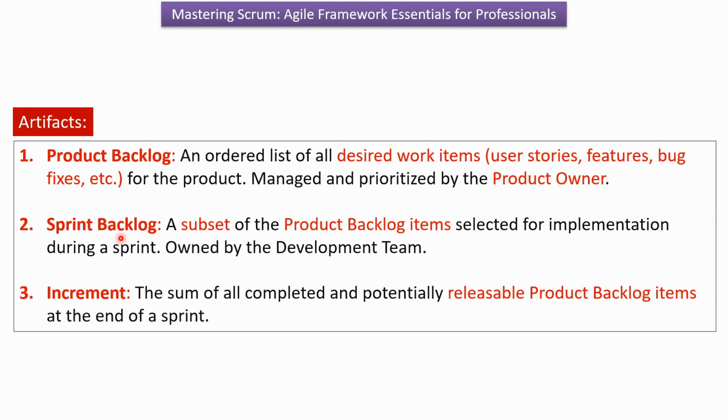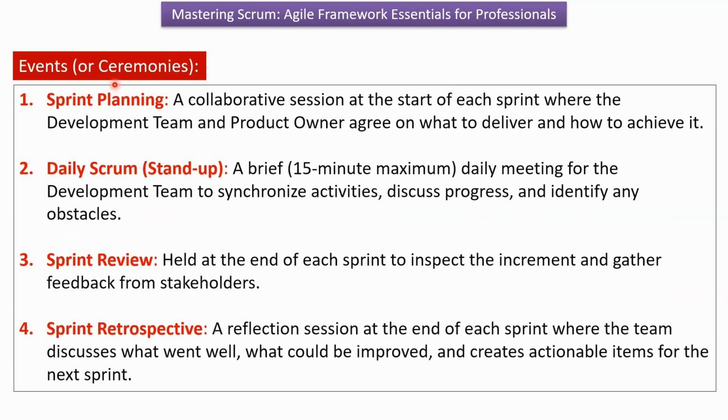The second one is sprint backlog. Sprint backlog is a subset of product backlog items which are selected for implementation during a sprint. And the sprint backlog is owned by the development team. The third one is increment. Increment is the sum of all completed and potentially releasable product backlog items at the end of the sprint.